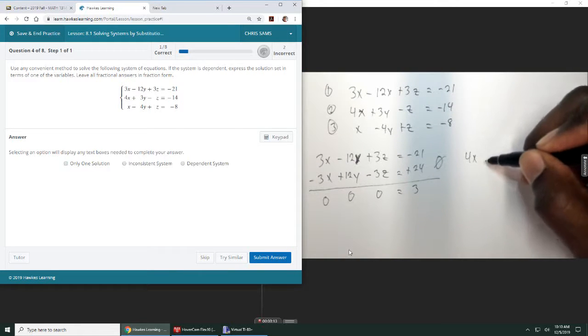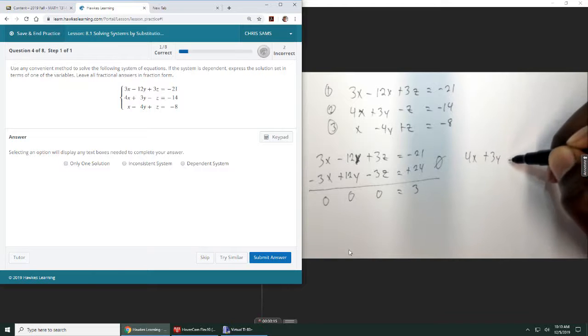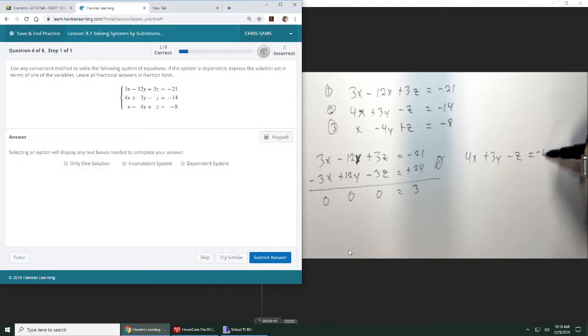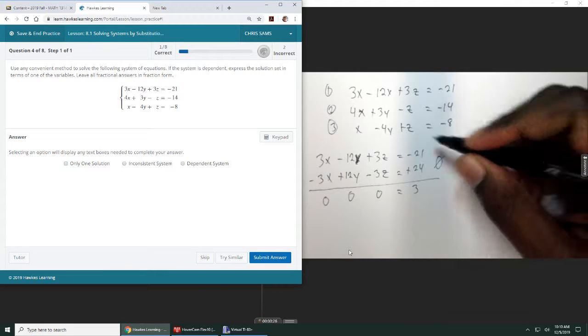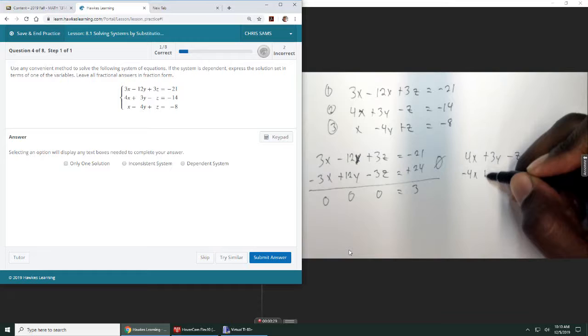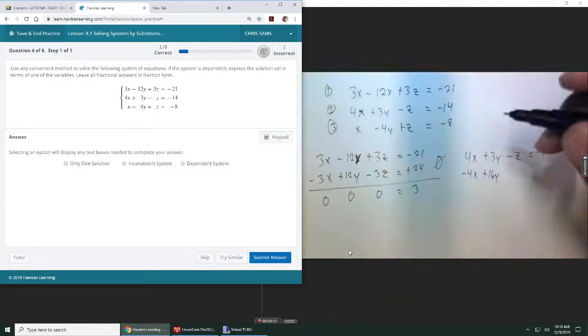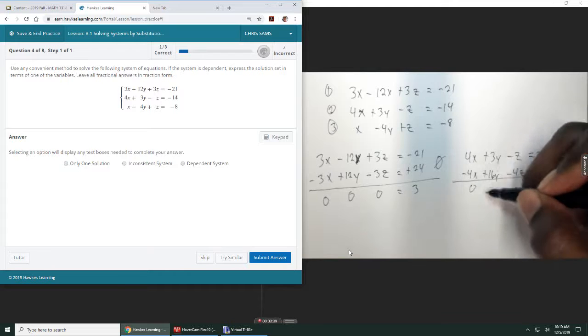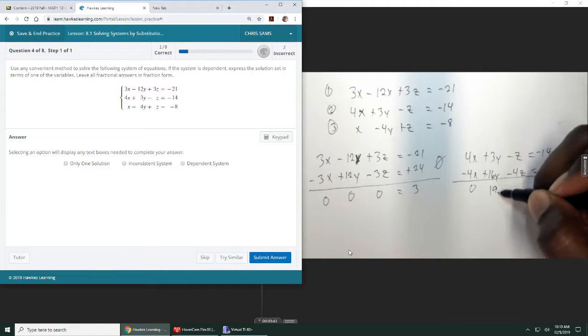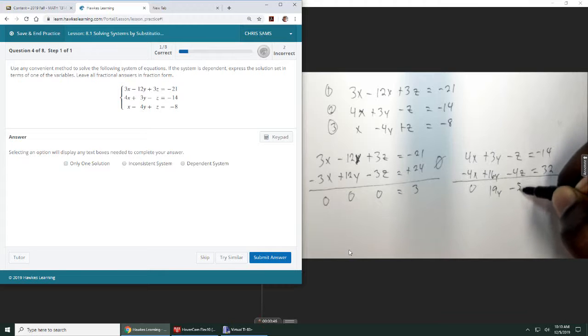We have 4x plus 3y minus z equals negative 14, and we're going to multiply equation 3 this time by negative 4. So negative 4x, negative 4 times negative 4y is positive 16y, and then negative 4 times z is minus 4z, equals negative 4 times negative 8, which is a positive 32. Okay, so we get 0 here, 19y, and then we get minus 5z, and then this equals positive 18.